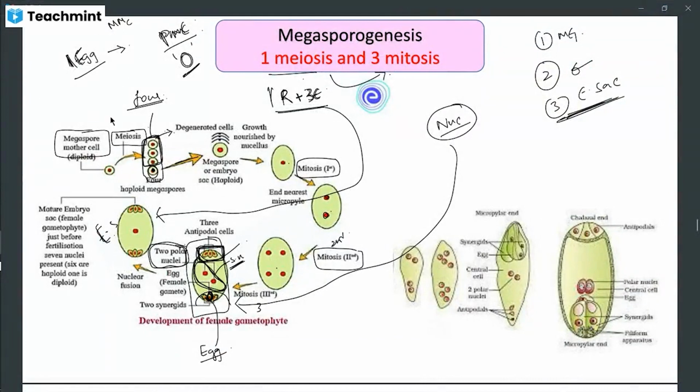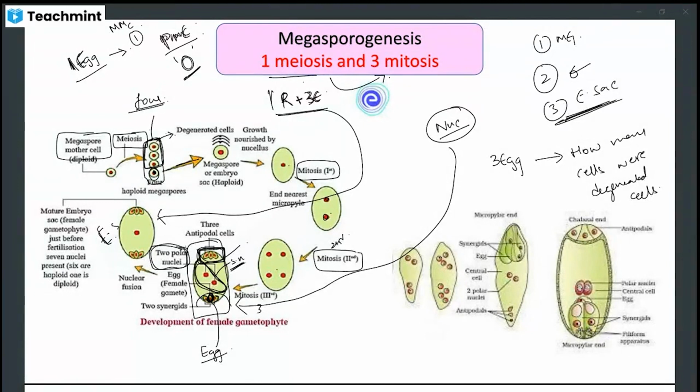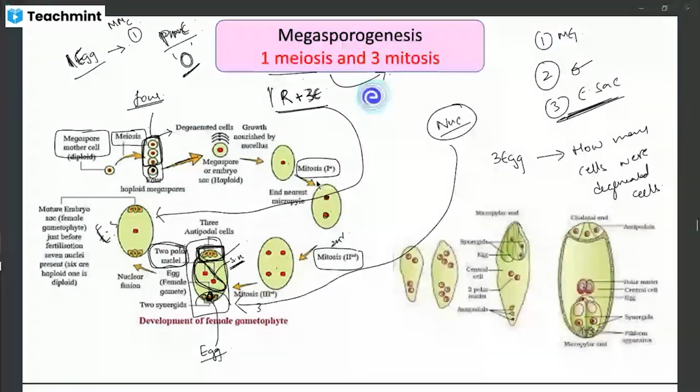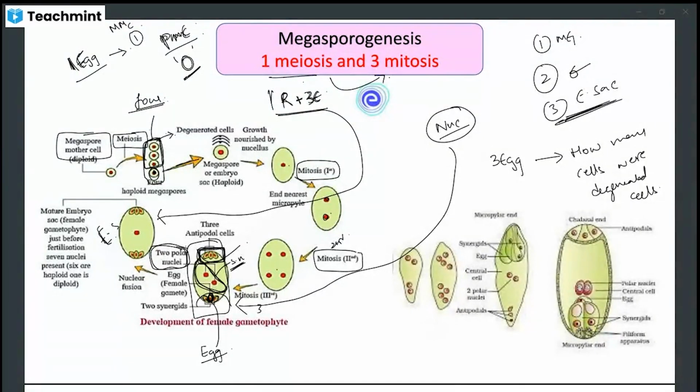One. So 1. And can you tell me, if a plant ultimately produced 3 egg cells, then how many cells were degenerated? 9. How 9? So for the production of 1 egg cell, 3 cells undergo non-functional nature. So for the production of 3 egg cells, we require 9 cells to be non-functional, right?